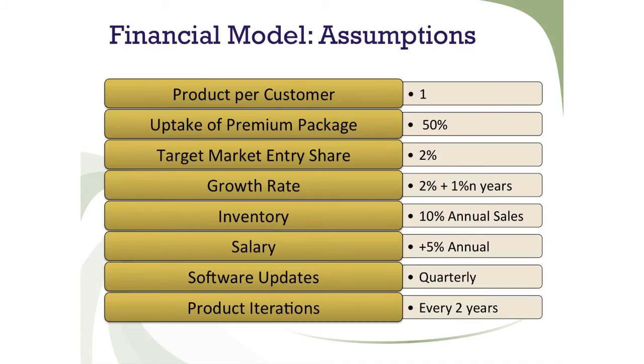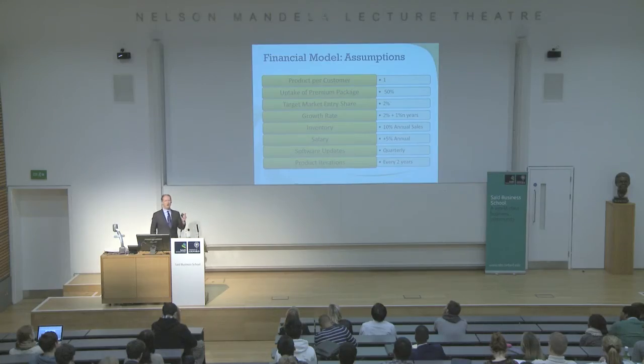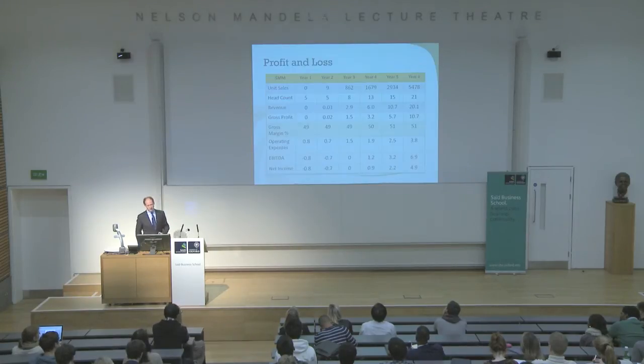They go on, they state very explicitly, here are a bunch of assumptions I'm going to make to get to my financial projections. I'm going to assume that my inventory is 10%. I'm going to assume that I have quarterly software updates. I'm going to assume that 50% of the people will buy the premium package. Just stating the assumptions makes it very clear for people to know what went inside the magic of these financial projections.